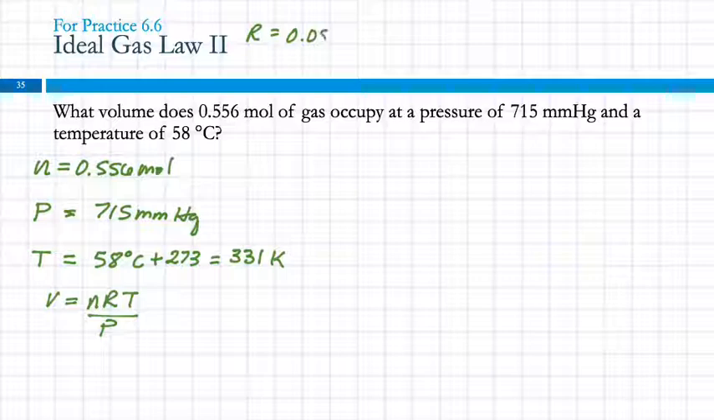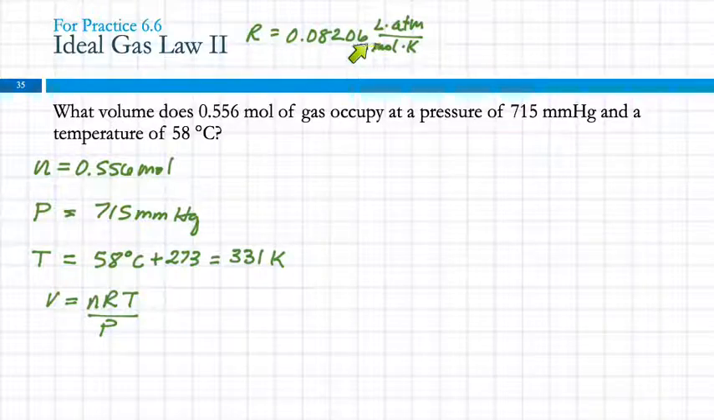R equals 0.08206 liters times atmospheres divided by moles times Kelvin. I can save myself some trouble by looking at these units and looking at the units on my other numbers and making sure that they're going to work out. Moles is going to be fine. How about millimeters of mercury? That's not going to work. I need the pressure in atmospheres so the units will cancel out. It's easier to convert it before I stick it in the equation.